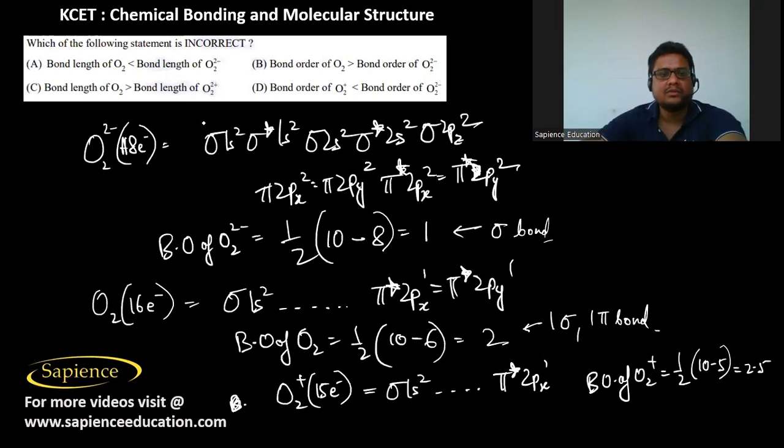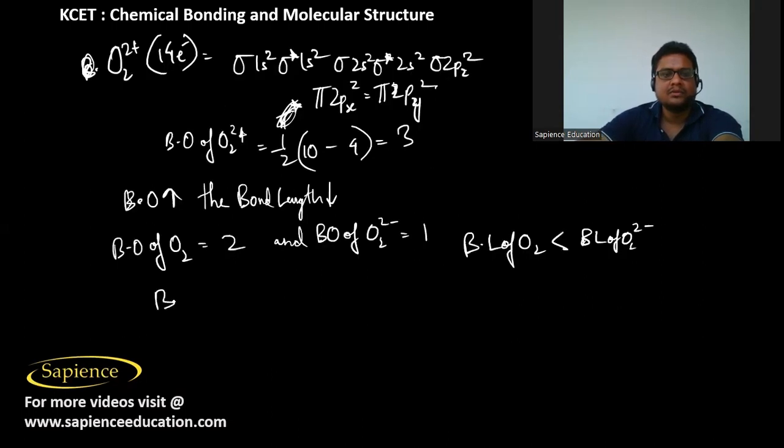Then in option C, it is told the bond length of O2 is more than the bond length of O2 2 plus. Now the bond order of O2 2 plus is 3, which is more than the bond order of O2.